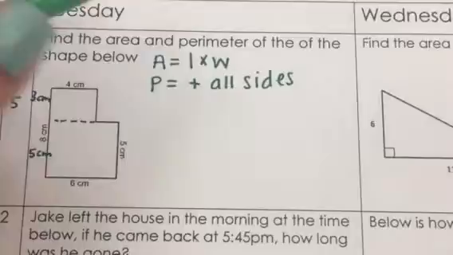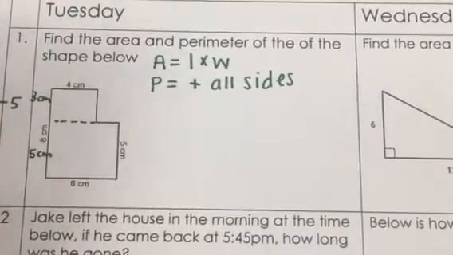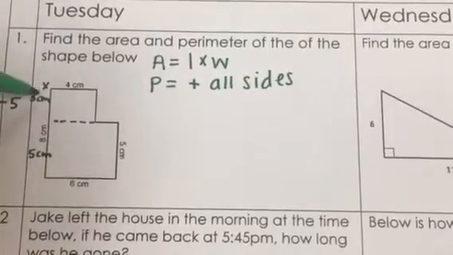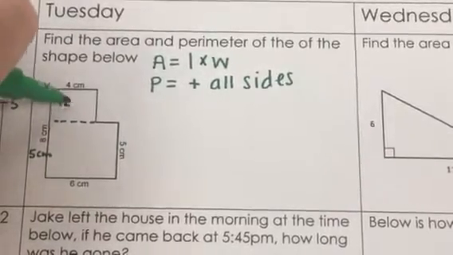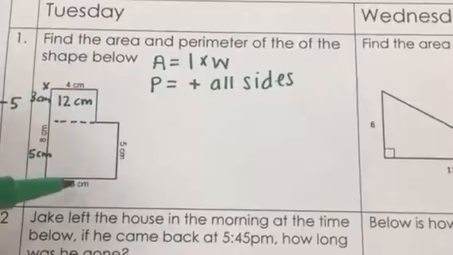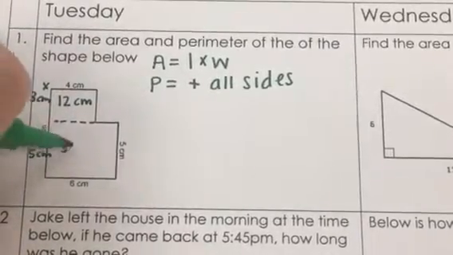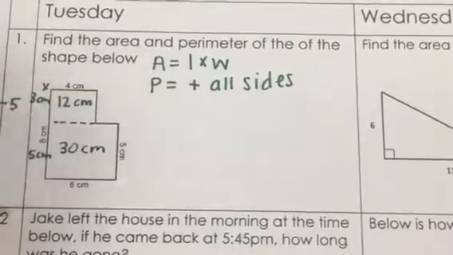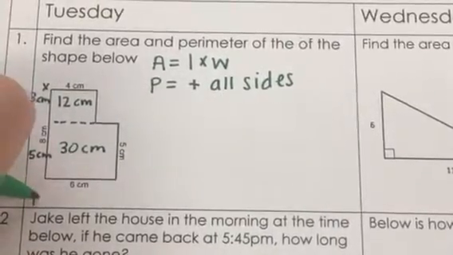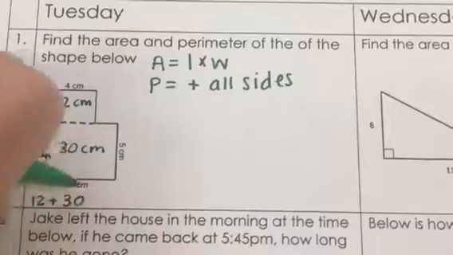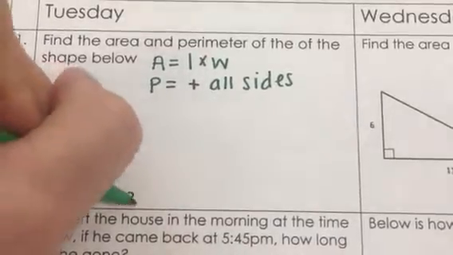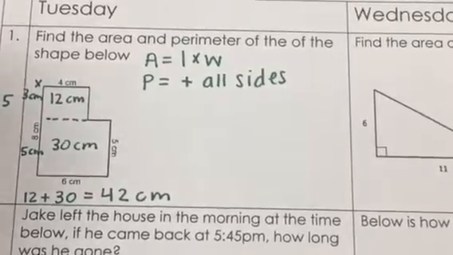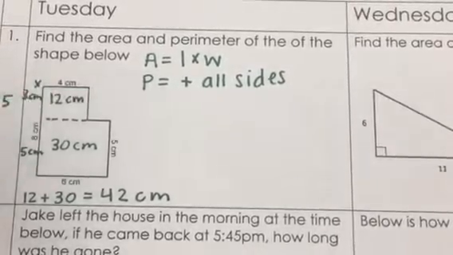So for area, that means I have to do the formula for area for both. So I have 3, length times width, 3 times 4 is 12 centimeters. And then on here I have 6 times 5 is 30 centimeters. So what I need to do now to get my total amount for both of them is add 12 plus 30 equals 42 centimeters.